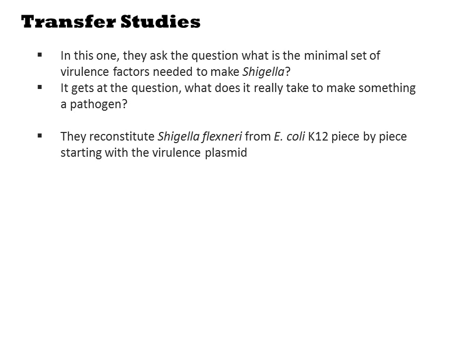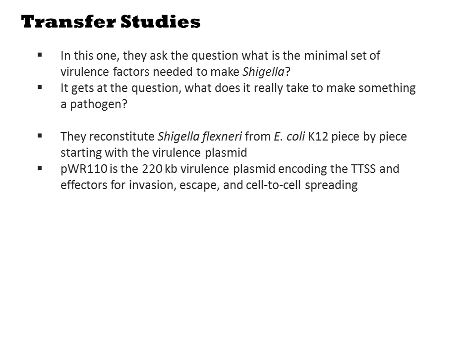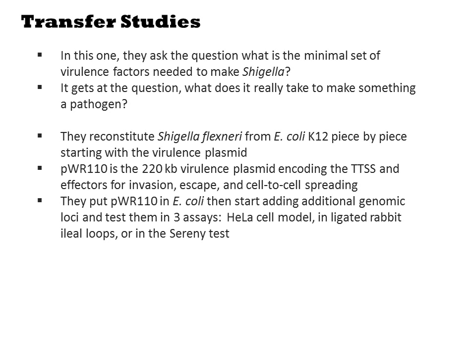They reconstitute Shigella in K12 piece by piece, starting with the virulence plasmid. Shigella encodes a 220 kilobase episomal DNA that is known to contain many of the virulence factors, including its type 3 secretion systems and the genes for cell-to-cell spreading. They put this plasmid into E. coli and then start adding genomic loci from Shigella. Each variant strain is subjected to a battery of assays that each probe different aspects of the pathogenic mechanism.